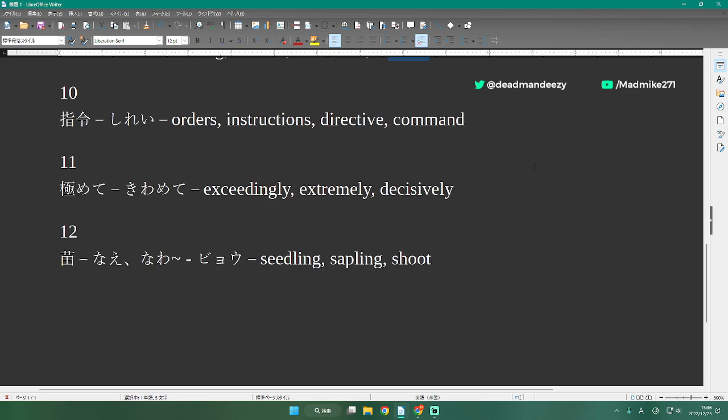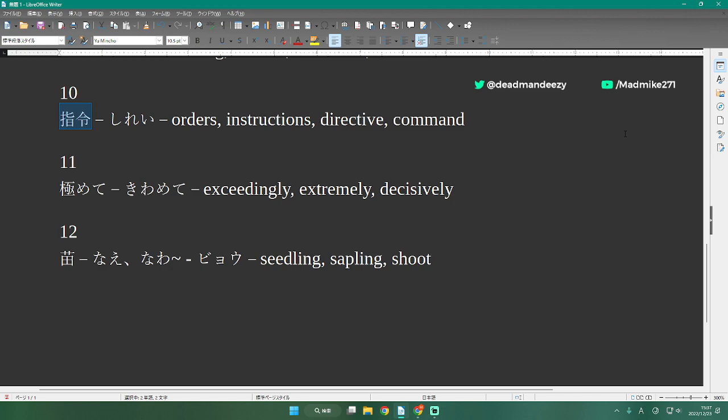Number 10 is shire. Shi on the left side for pointing out or distinguishing. This time, we're talking about pointing out. And re on the right side for an order. This is a directive, a pointing out in the form of an order. Shire is a noun for orders, instructions, directive, or command.